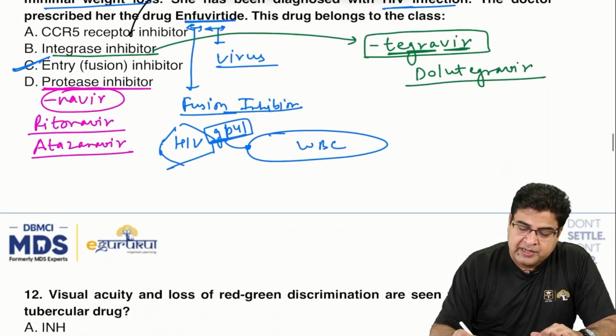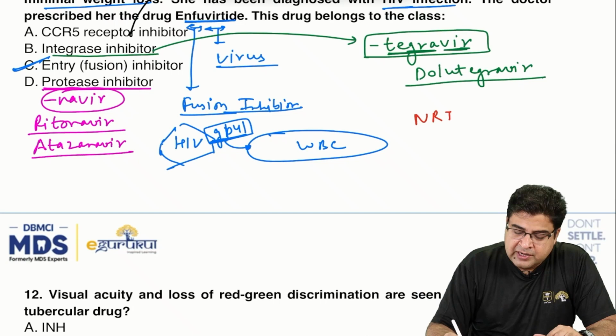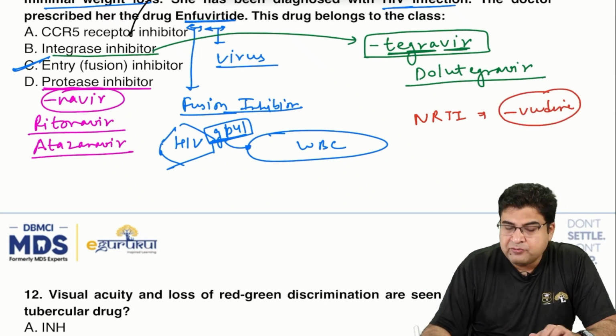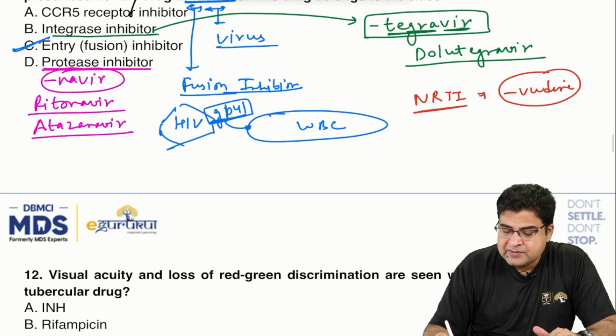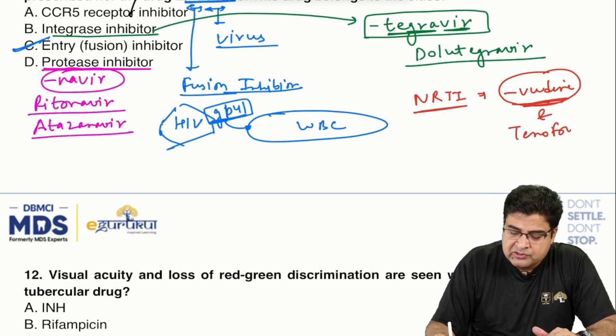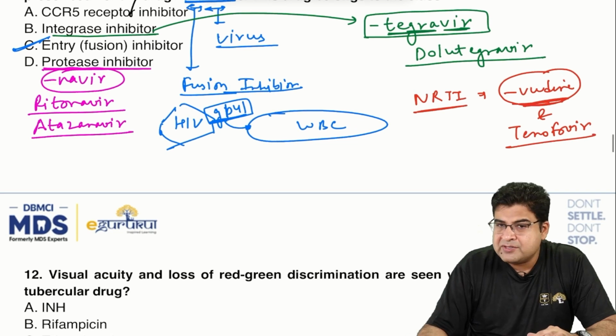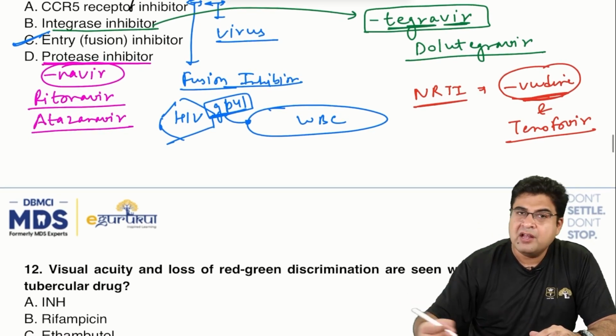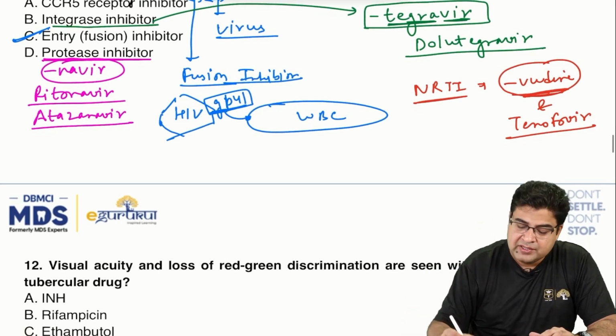Now apart from that, guys, we have medicines which are known as NRTIs. All the medicines which are NRTIs end with the word vudine. But apart from vudine, we have a different drug here, that is tenofovir. So tenofovir plus all the medicines which have the word vudine, like zidovudine, lamivudine, these are the NRTIs.